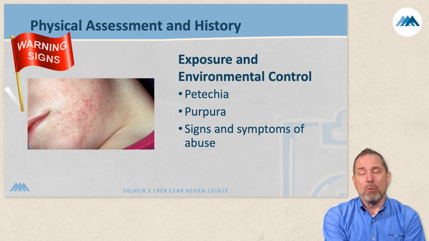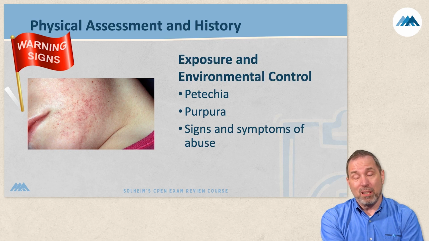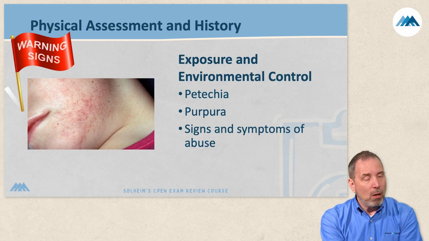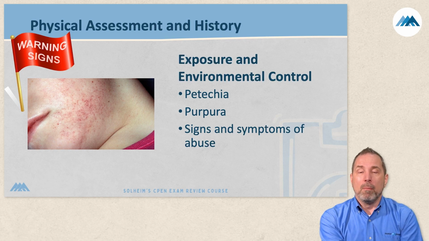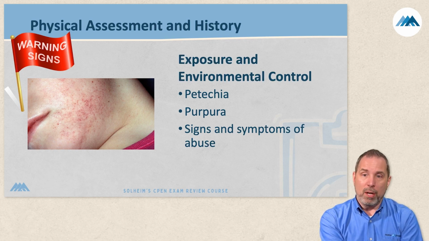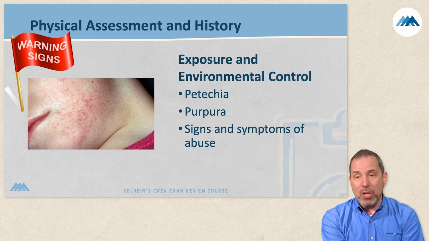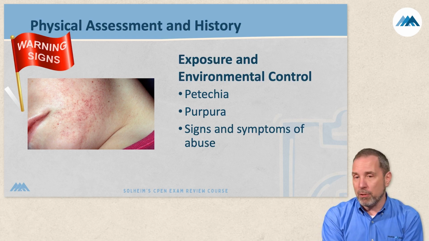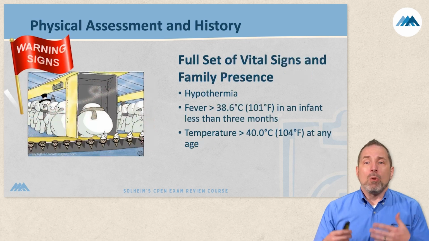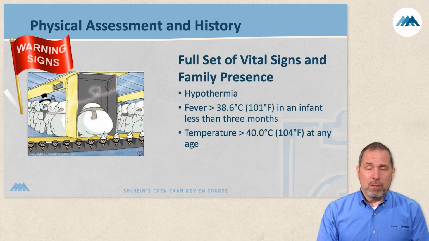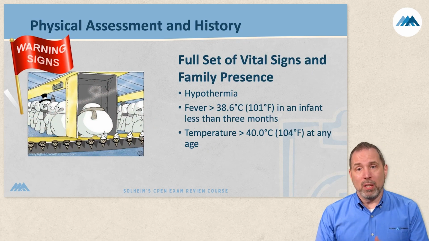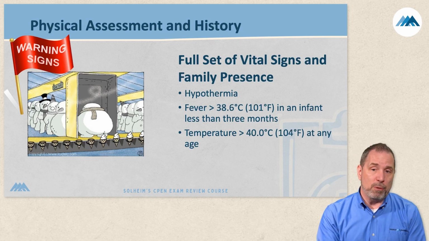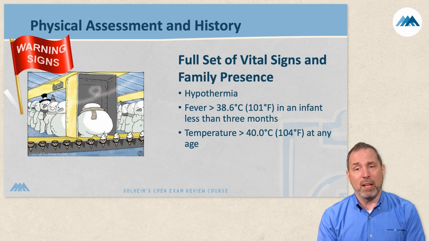But the other piece here is remember to always be cognizant of signs of abuse. So in your initial assessment, not that all kids are abused, but it's very important when you're looking everywhere to make sure you're objectively documenting anything that might be a potential sign of abuse, okay? So, full set of vital signs and family presence. With this one, the main thing I want to focus on is just the temperature. We'll get to the others in a second.